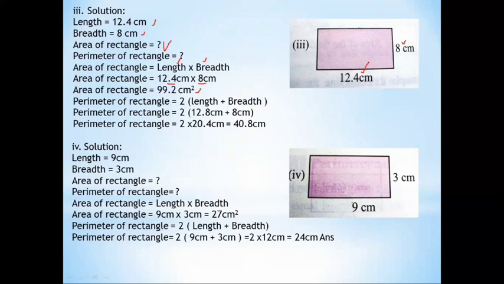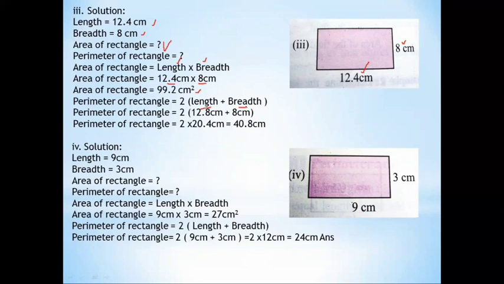The students, see here, perimeter of rectangle is equal to 2 times bracket started length plus breadth. Okay, we can see the length here. We are given length 12.8 and breadth is equal to 8. Now first we add 12.8 plus 8.